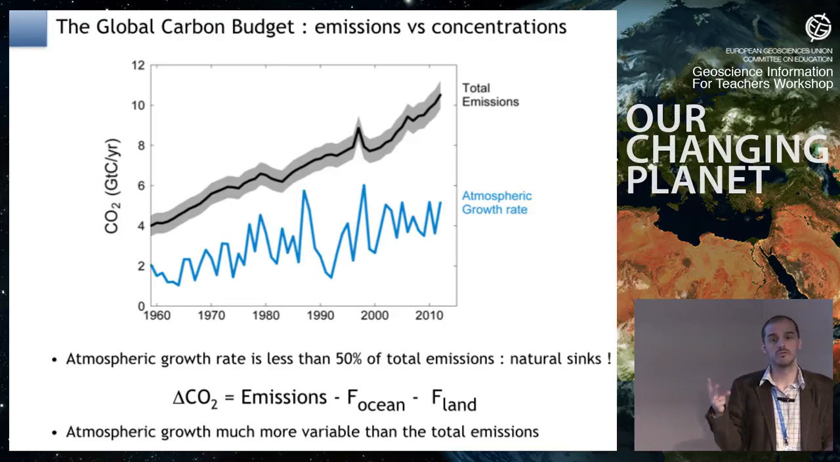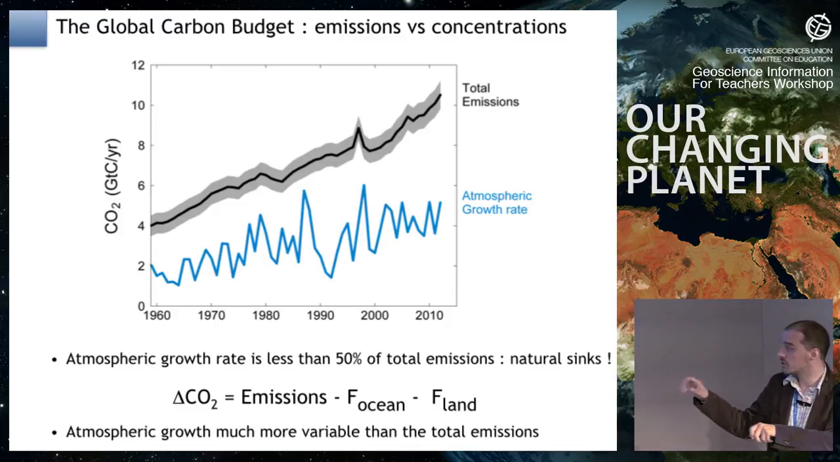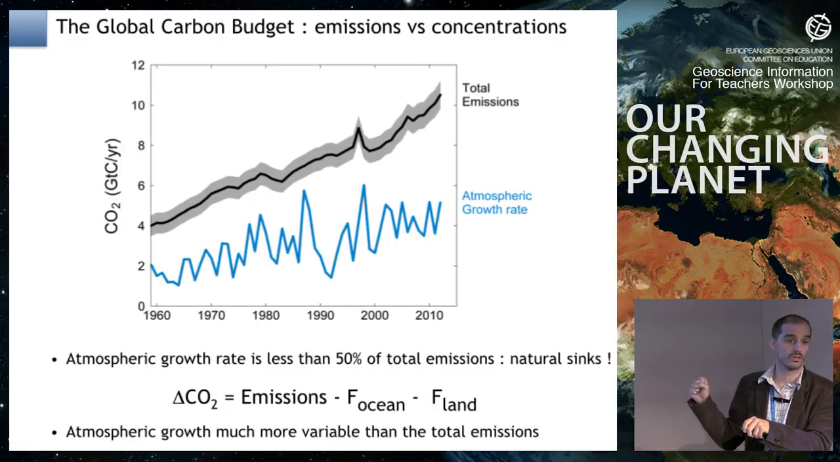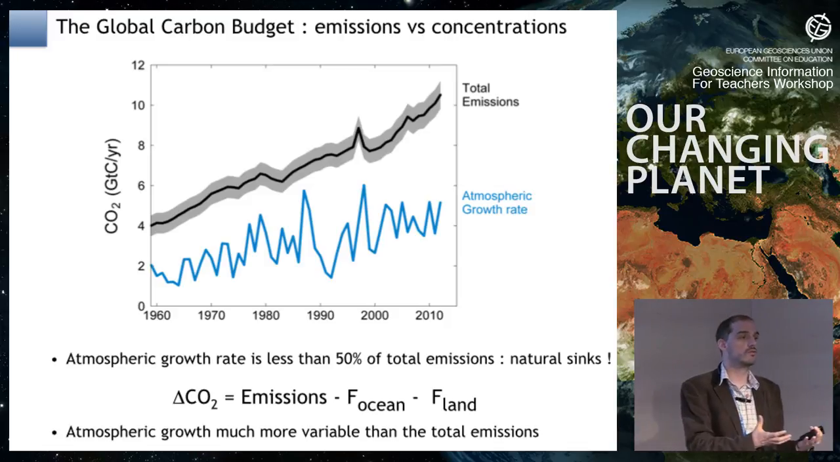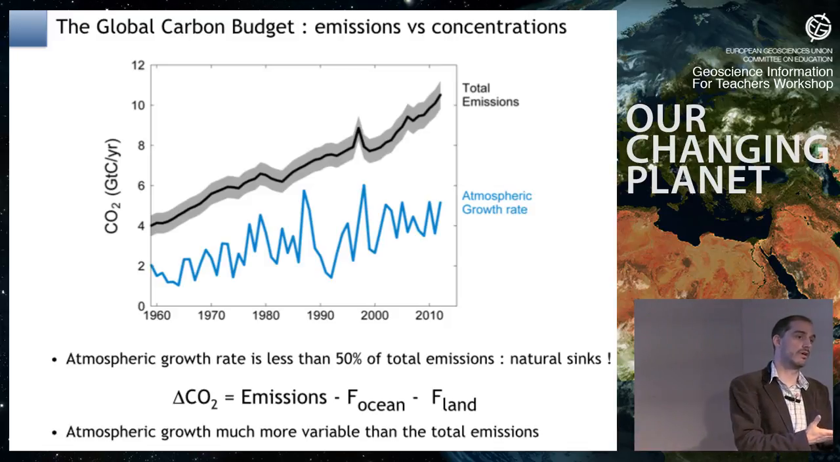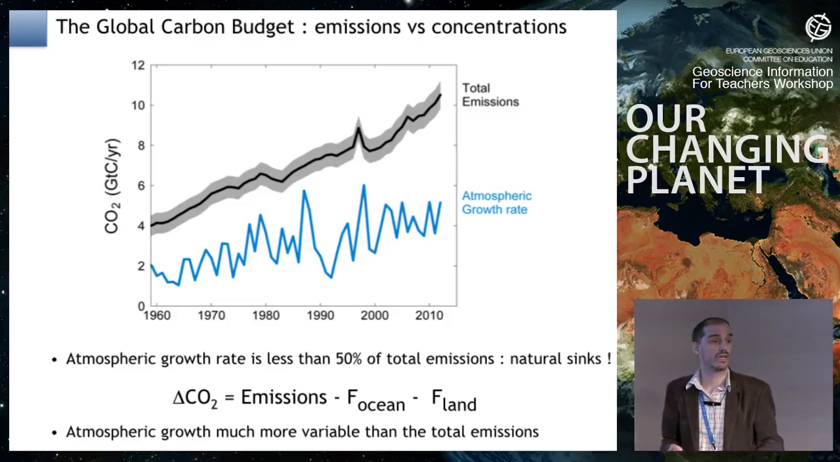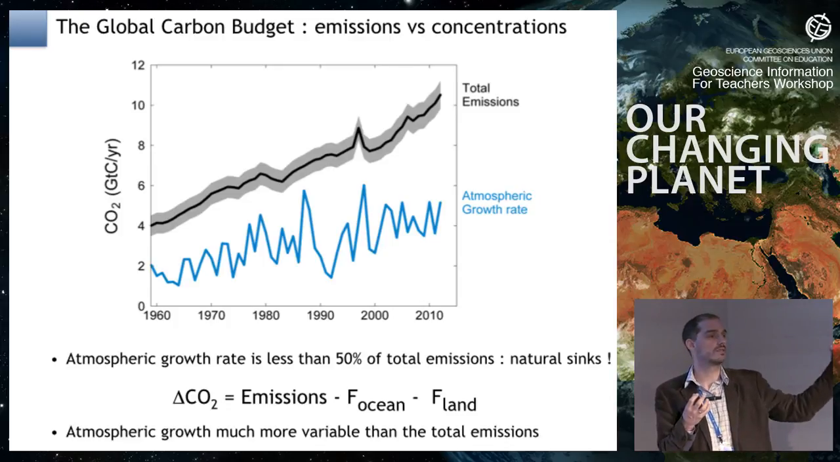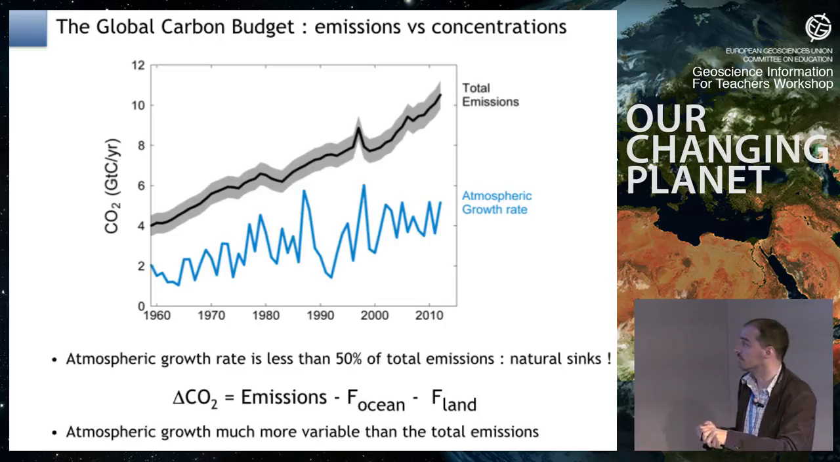And we can make two very strong conclusions from this very simple comparison. First conclusion is the following. Atmospheric growth rate is less than 50% of total emissions. So it means that only half of the CO2 that has been emitted by humans accumulates in the atmosphere. The other half goes somewhere else, because atmospheric growth rate is less than the total emissions. So you need other terms in my simple equation, delta CO2 equals emissions, to account for this reduction. And these other terms we'll be focusing on later are sinks to the ocean and to the land.